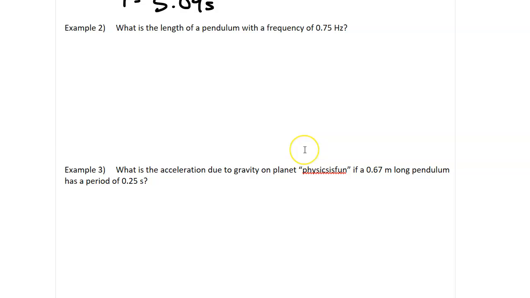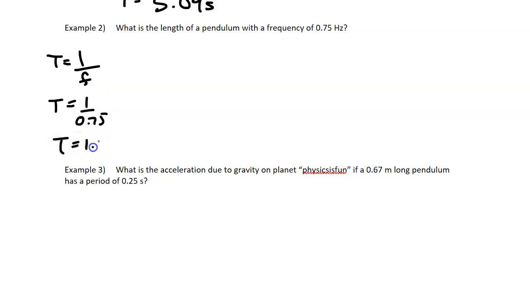Okay, example number 2. What is the length of a pendulum with a frequency of 0.75? Well, first thing we're going to do here is we're going to find the period by inversing the frequency, and you find that period is 1.3 repeating seconds. So we're looking for the length. T is equal to 2 pi square root L over G.